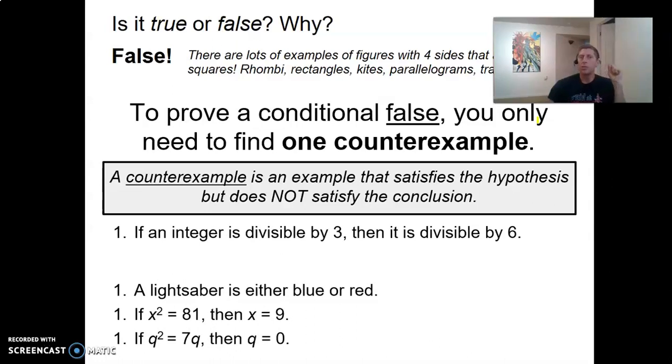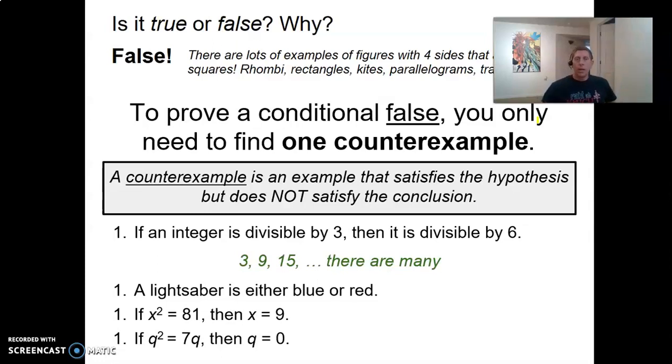So let's take a look. Number 1, if an integer is divisible by 3, then it is divisible by 6. Take a second, figure out if you can find a counterexample. An integer divisible by 3, but not divisible by 6. Okay, some examples: 3, 9, 15, the list goes on and on. Lots of examples. So this one has way more than one to prove it false. Therefore, this statement is false.